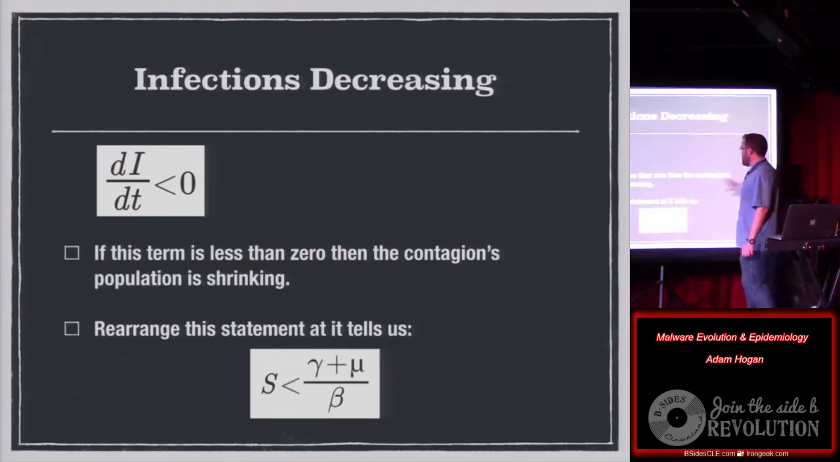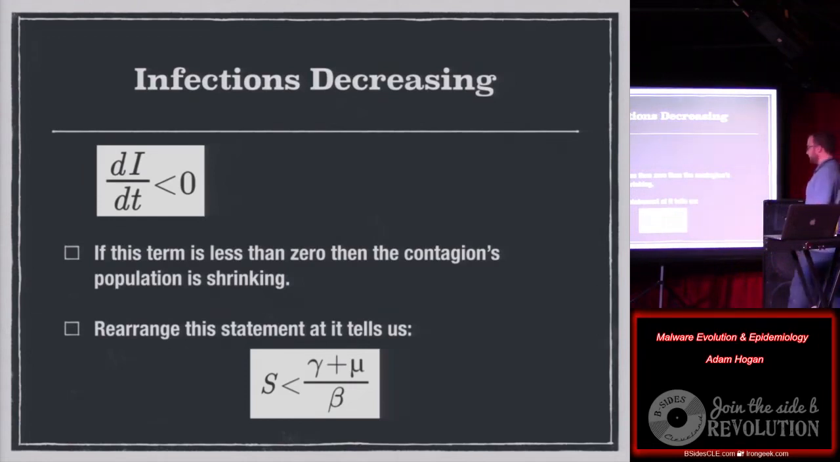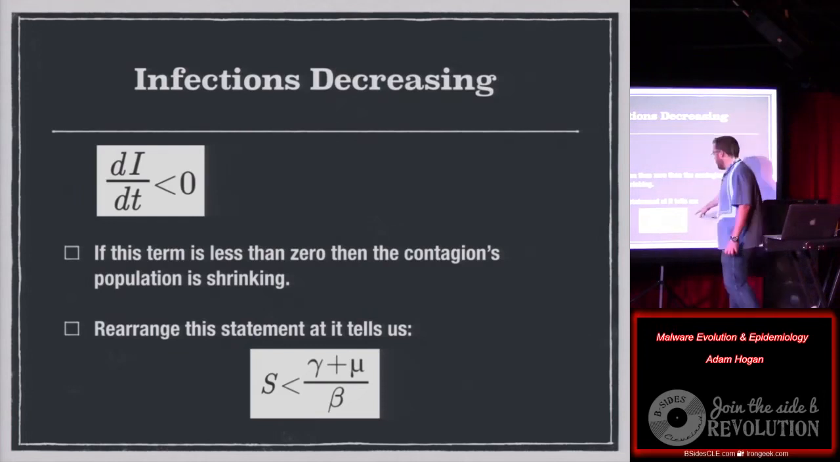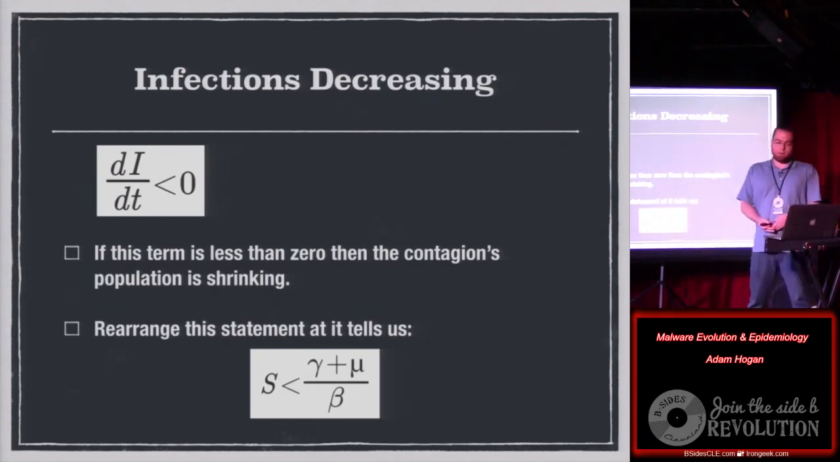Again, we can rearrange and show that, if that's true, then what we're saying is that the malware is going to shrink when the number of susceptible people out there is less than this ratio of the parameters we have. Which is basically saying that this contagion is going to continue to spread as long as it can, right? If we're dying out faster than it can connect to other people and spread, then it's not going to be very successful.